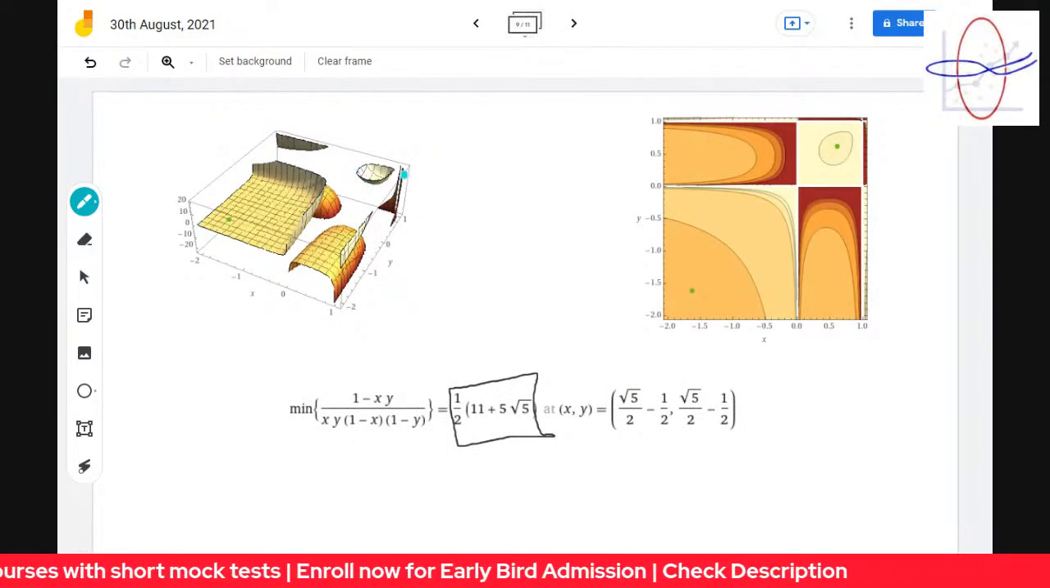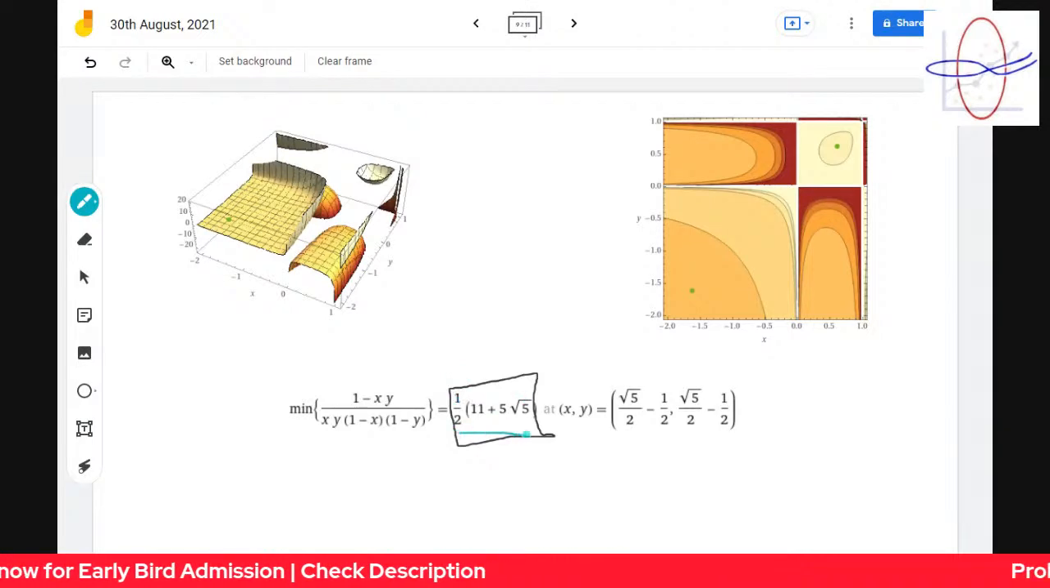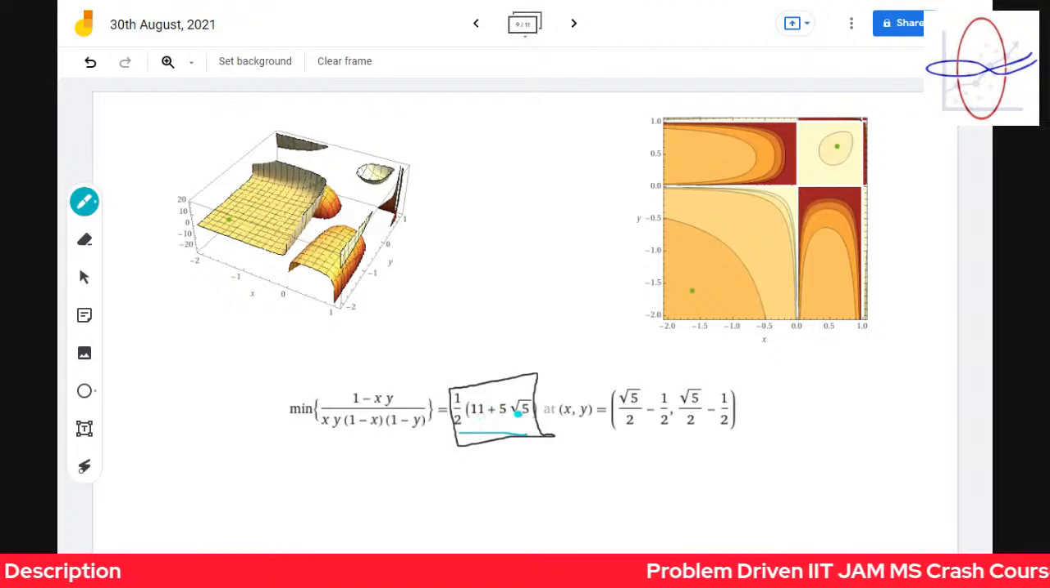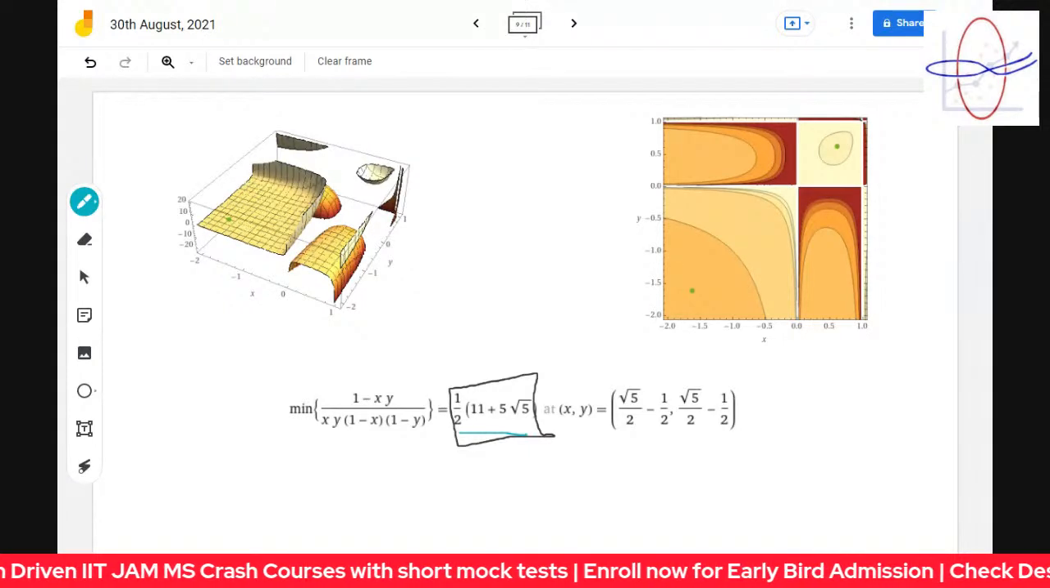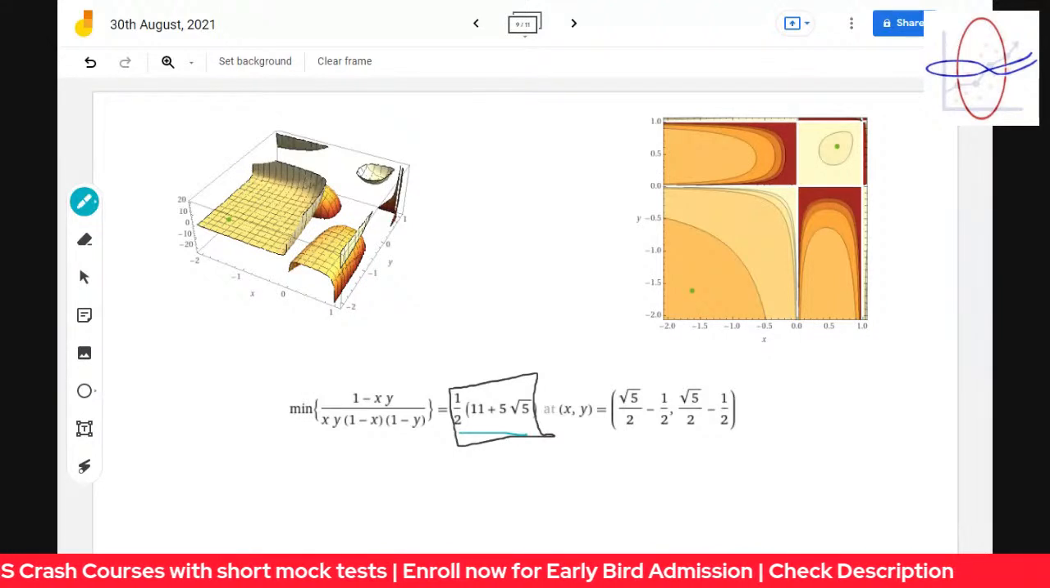By drawing in Wolfram Alpha, you can find that the minimum comes out to be this, which is much more, around 5 root 5. So it's around 10 or 11, which is not really small. And that's why I was facing an issue showing it initially.